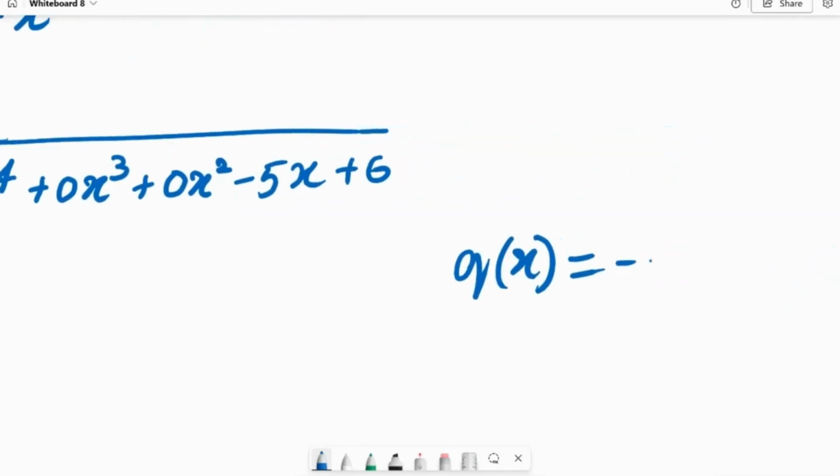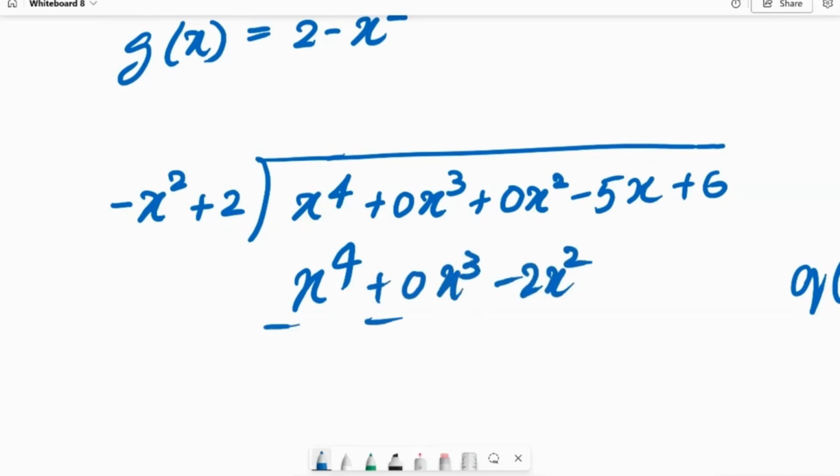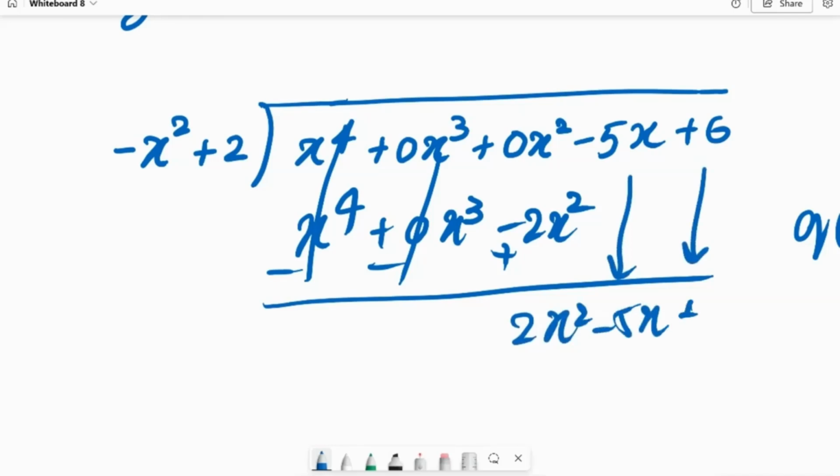So first term would be minus x square, and multiply every term with minus x square, you would get x power 4, and 2 into minus x square is minus 2x square, no x cube, so this would be 0x cube. Change the signs, minus minus, and this would be plus. Now x power 4 minus x power 4 is 0. And we have 0x square plus 2x square, this would be 2x square. And let's bring these both terms here, minus 5x plus 6.